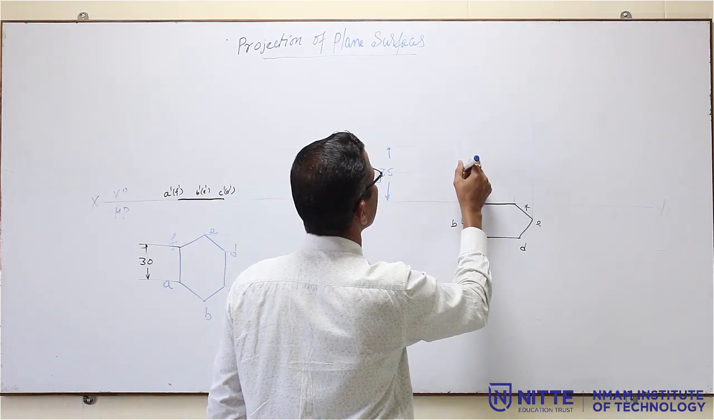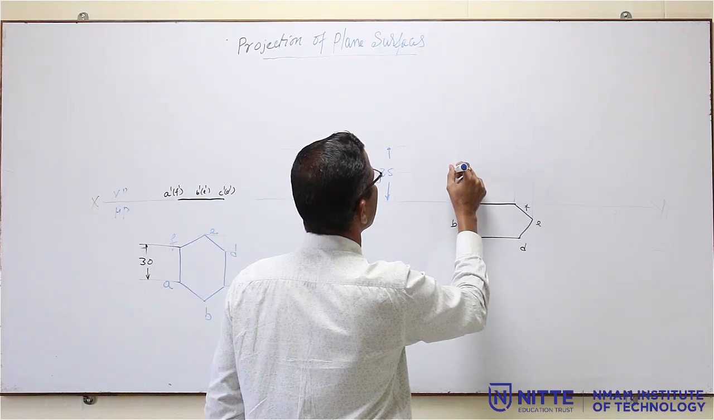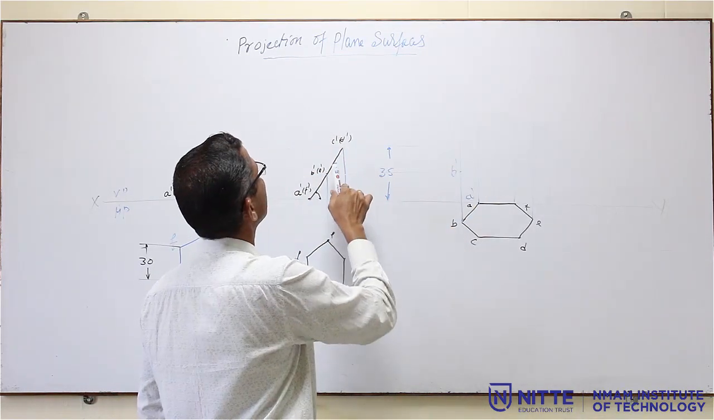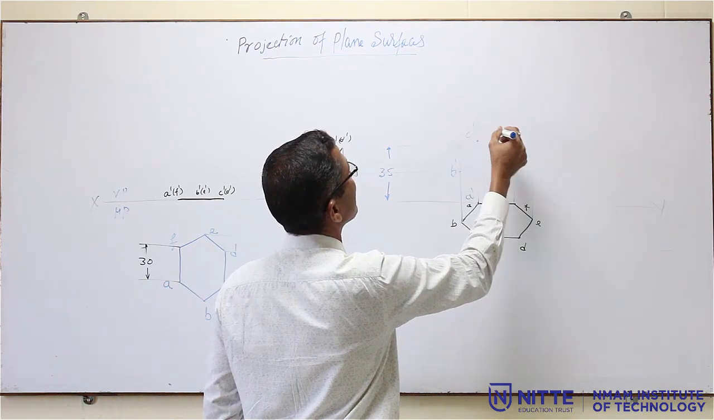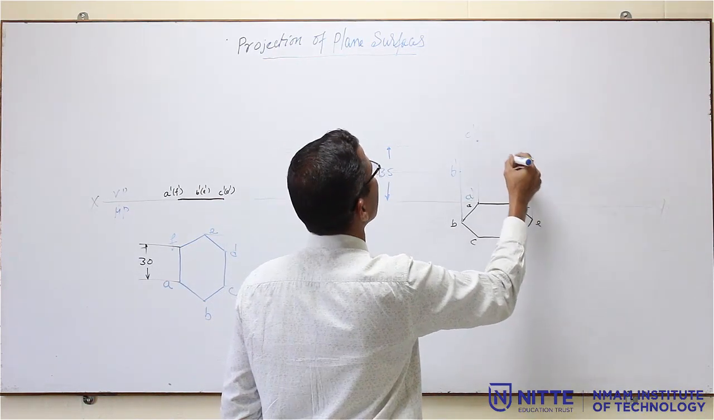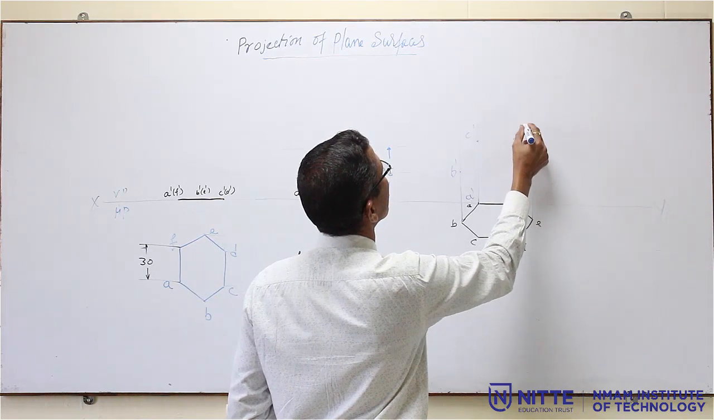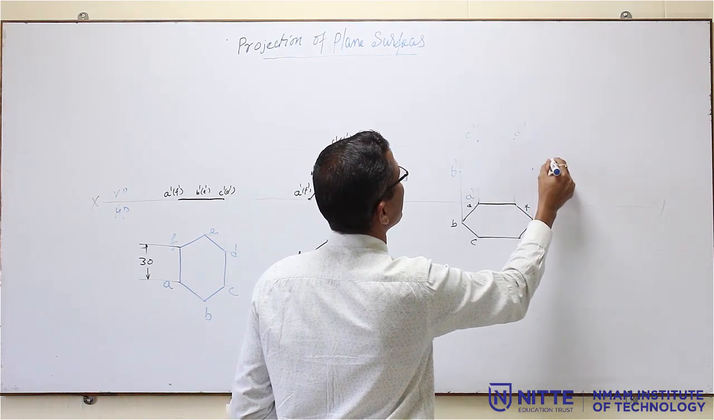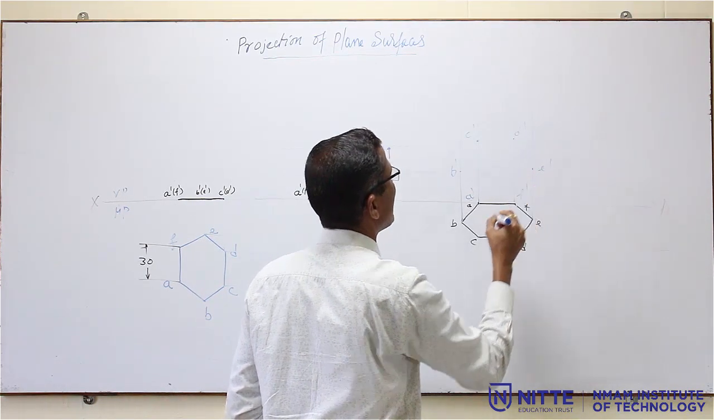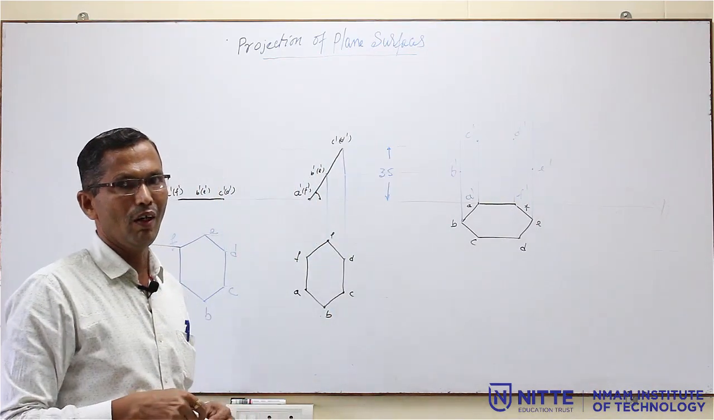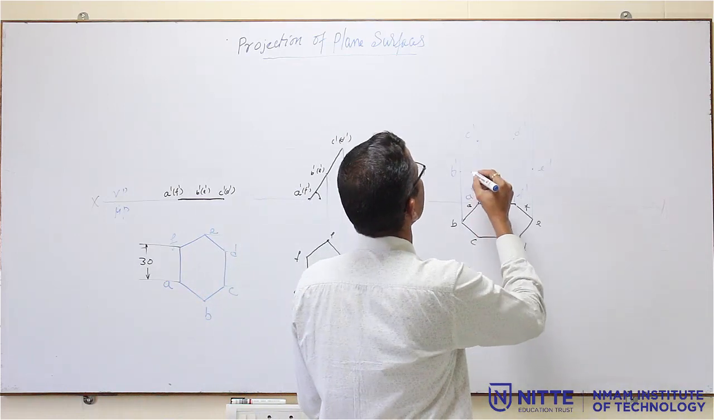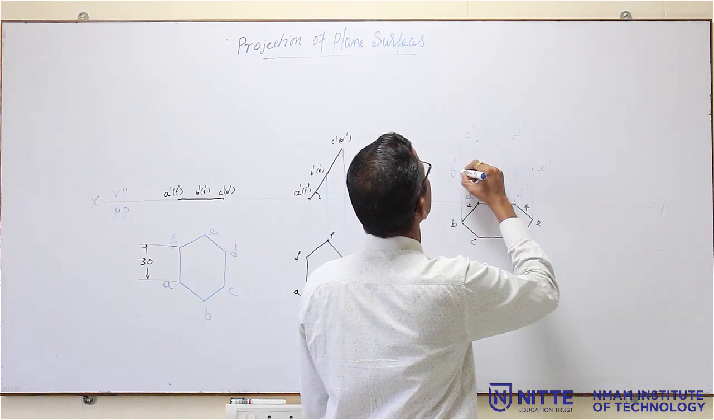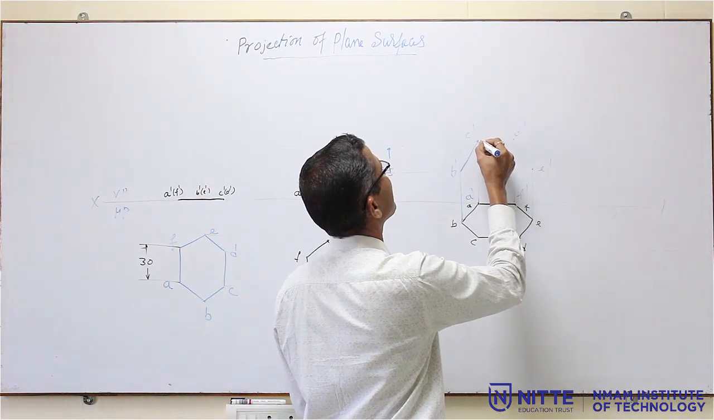C, this is C dash, and D dash, this is E dash, and this is F dash. All these 6 points have been marked and connected by straight lines like this.